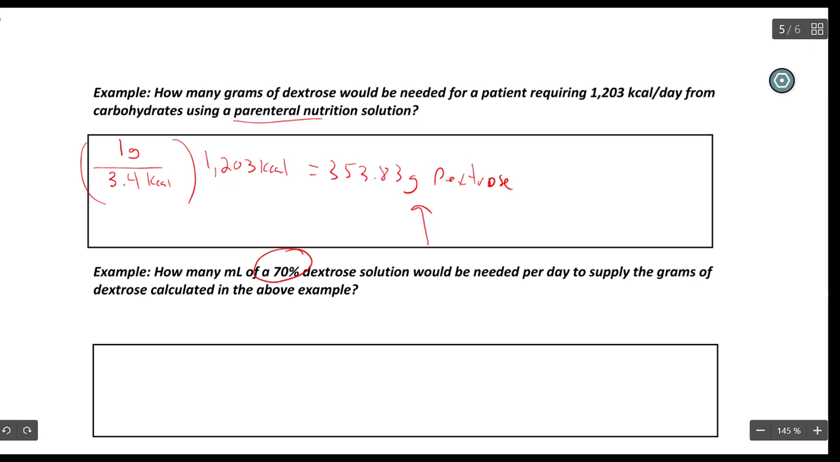What's 70%? We know that. We know 70% means that every 100 mLs is going to contain 70 grams of dextrose. All right. If I want 353.83 grams of dextrose, how many mLs is that going to be? It's going to be 505.47 mLs, right? And that's the amount that would supply that.